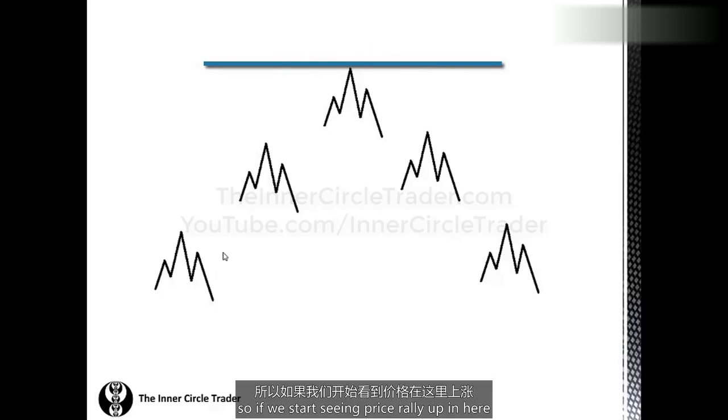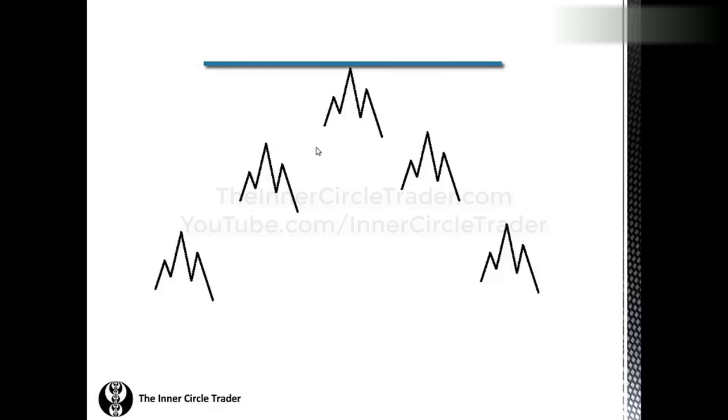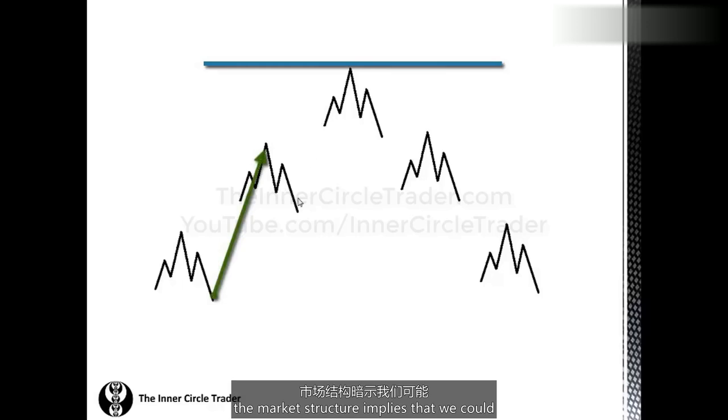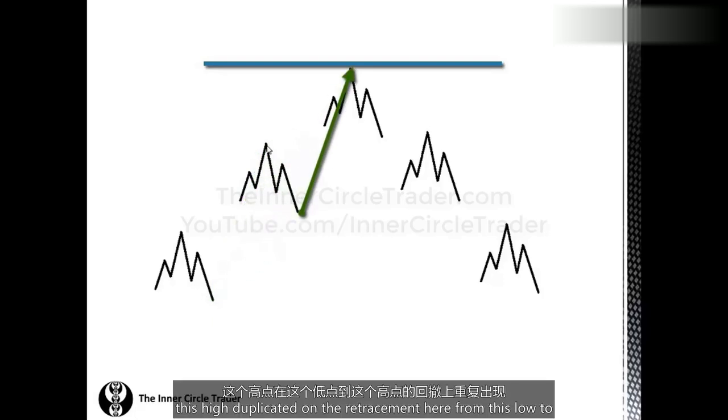So if we start seeing price rally up in here and then consolidate again, and this is another higher level key resistance level, if price continues to maintain support and breaks above all of these short-term highs in here, the market structure implies that we could possibly see a leg from this low, or whatever low would form back here, to this high, duplicated on the retracement here from this low to this high.